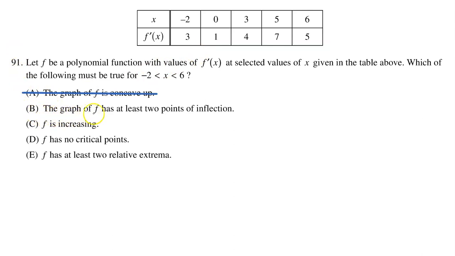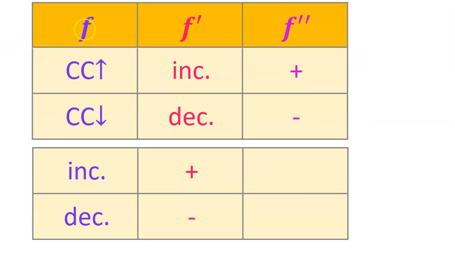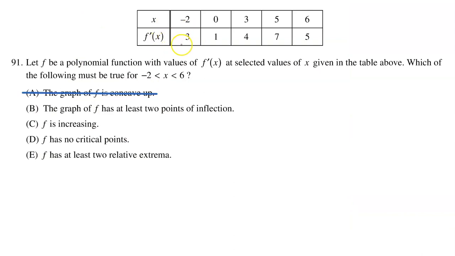Option B. The graph of f has at least 2 points of inflection. If f has a point of inflection, it changes concavity. That means f prime will change directions, either from increasing to decreasing or from decreasing to increasing. F prime goes from 3 to 1. That's decreasing. And then it goes from 1 to 4. That's increasing. And then it goes from 4 to 7, increasing again.